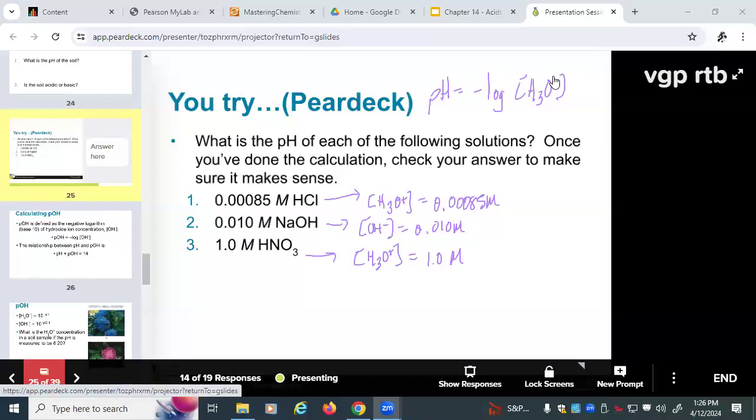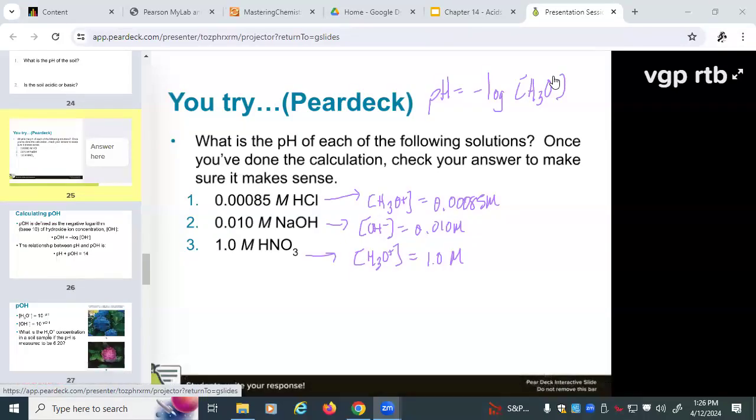Okay, a couple of things I noticed as I was walking around. First of all, a lot of you are making a common mistake with number 1 and number 3. And it makes sense because we did it every other time. If we're calculating pH, we need the hydronium concentration. So if we already have the hydronium concentration, we don't need to do anything further. We just need to take that number and find the logarithm of it. And that's our pH value.